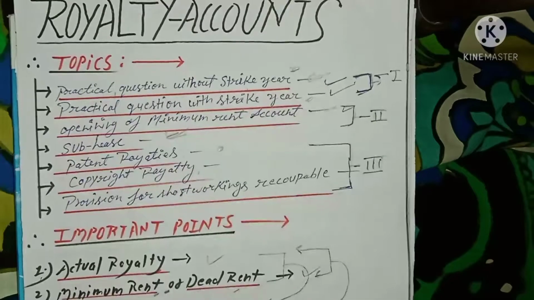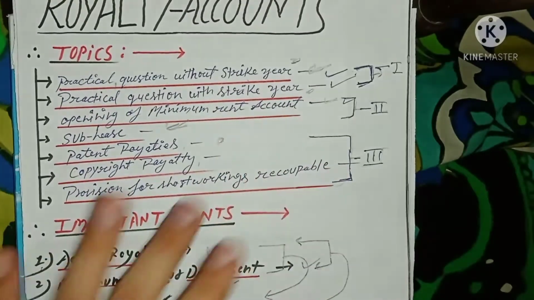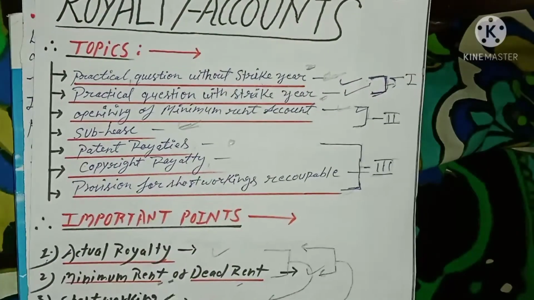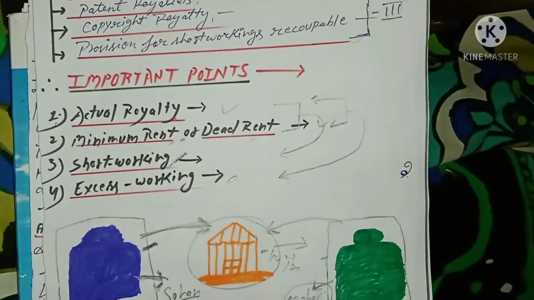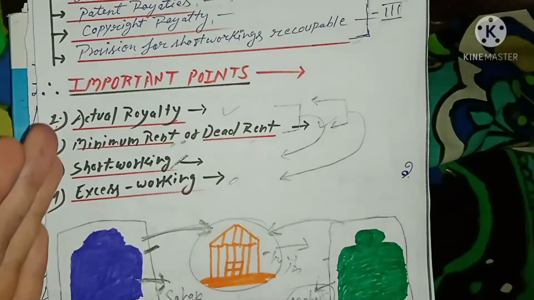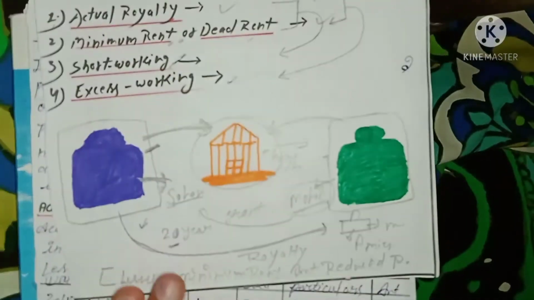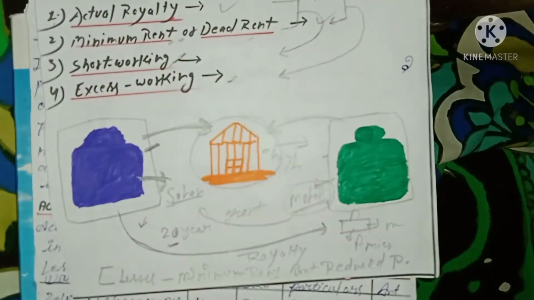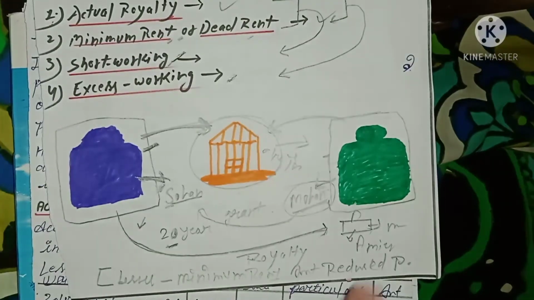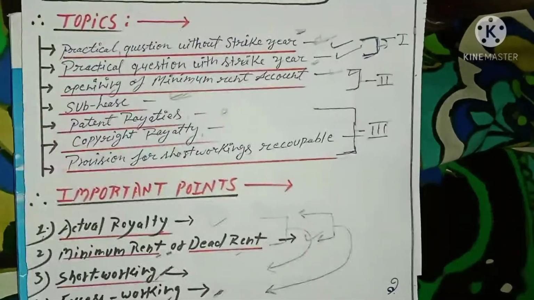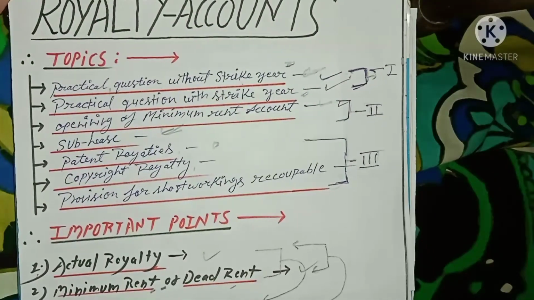Today I'm going to start a new topic, which is known as patent royalties. I have already mentioned the meaning of these terms and how they play a vital role in the chapter called royalty accounts, and also described the concept of royalty, lessee and lessor. So let's jump into the next topic.